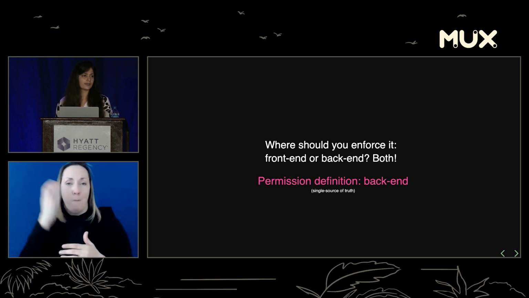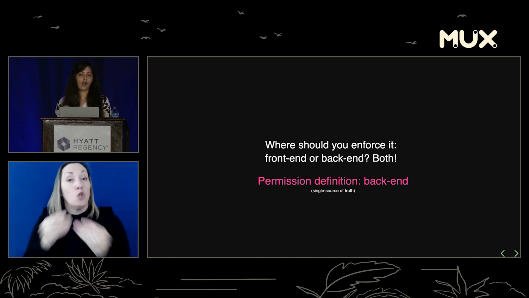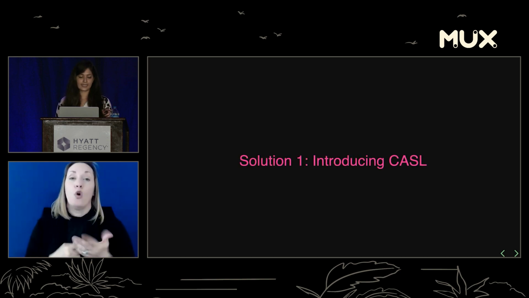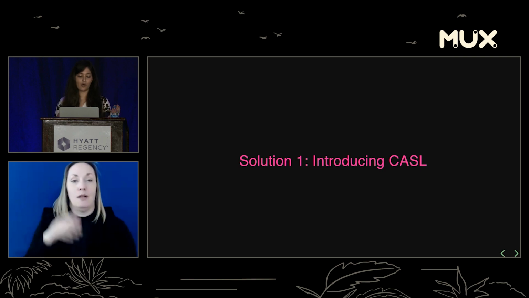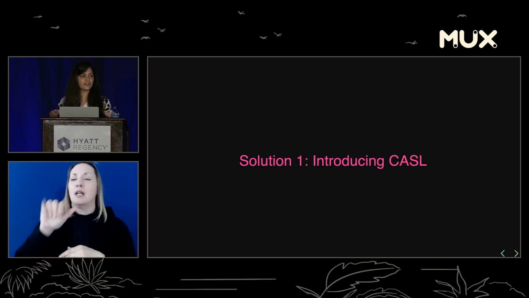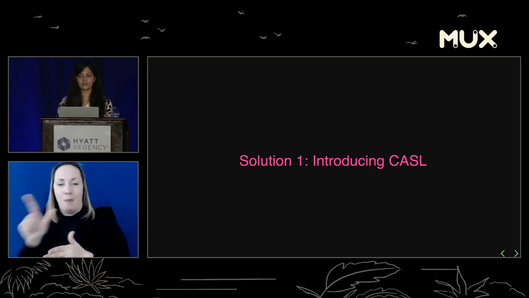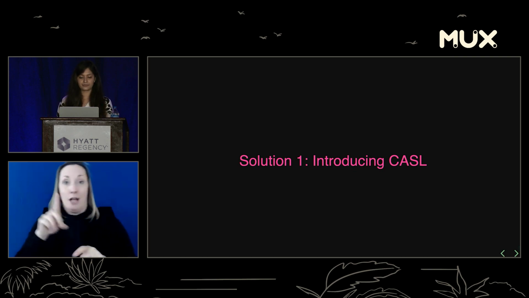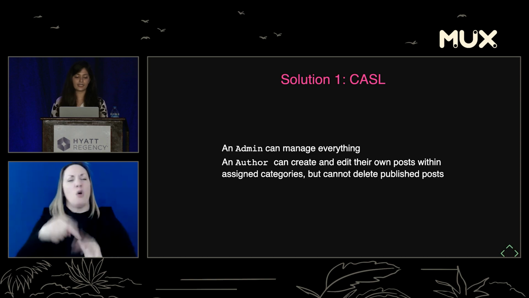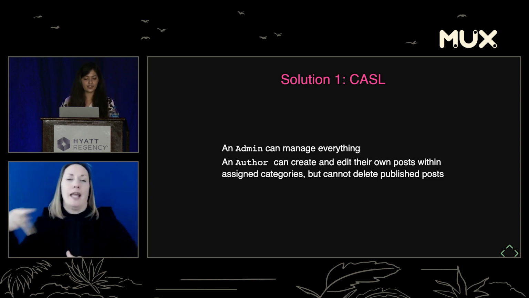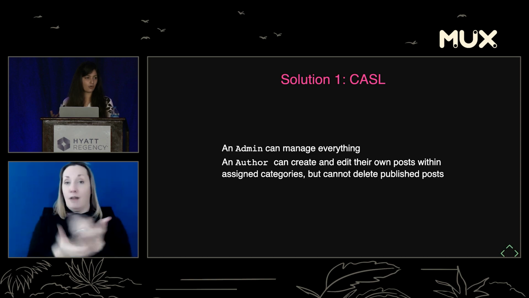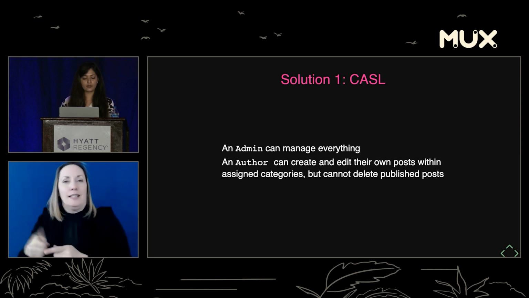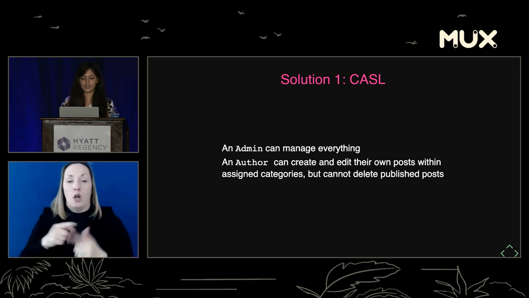So how do we build an access control solution that satisfies all the criteria that we discussed so far? We'll be going over two solutions, like I said, and the first one is CASL. It's an open source JavaScript library which allows you to define permissions in a declarative manner, like what the user can or cannot do instead of worrying about how to check for permissions. Consider these examples from our blogging application. An admin can manage everything. An author can create and edit their own posts within their assigned categories, but cannot delete published posts. These are called abilities in CASL. Let's convert this into code.